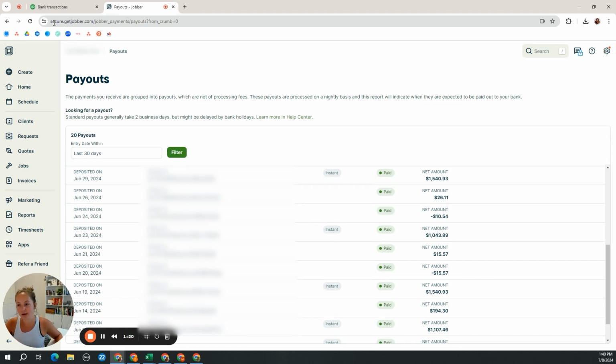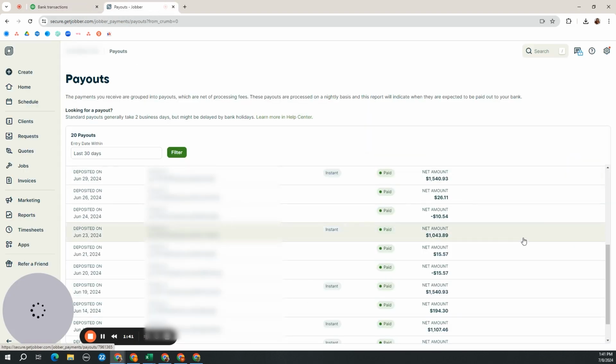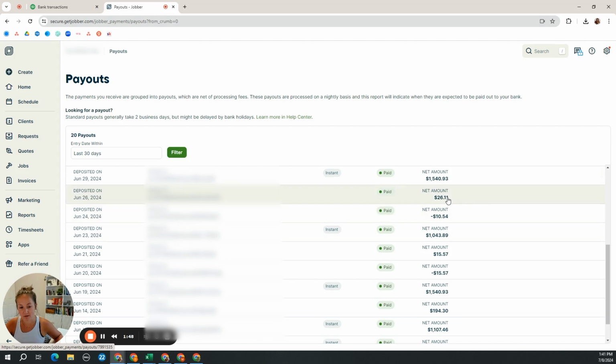So what the issue we are seeing in here, I'm going to hop over into QuickBooks. The main ones that I want to highlight for you today is going to be this deposit of $1,043.89. We also have an expense of $10.54, and then we also have another deposit of $26.11. I know this is a little out of order in QuickBooks, but when we go over to Jobber, these are the things I'm looking at. I'm looking at that instant payout report of $1,043.89, that expense for $10.54, and that deposit of $26.11.